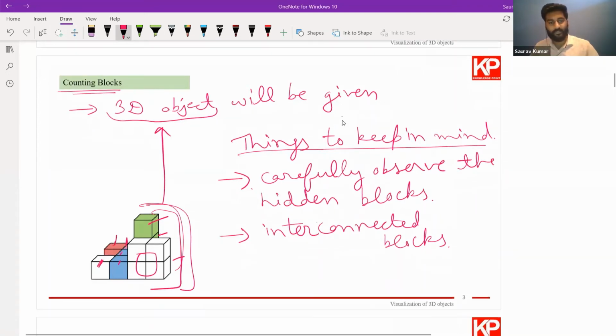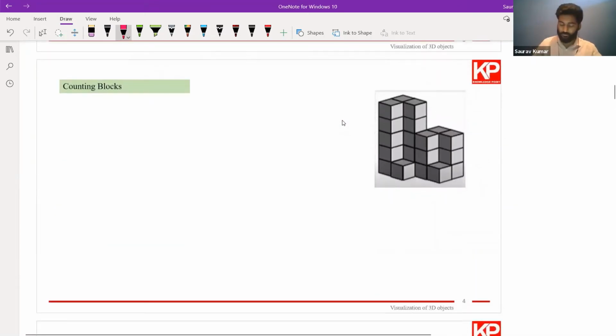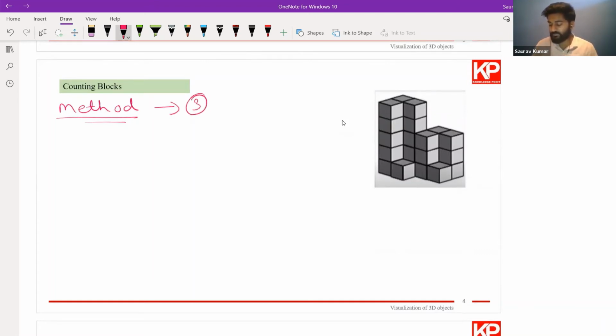So the next thing is the method of solution, like how to solve them. Now in this, we can say we have total three methods. First method is just you simply start counting.